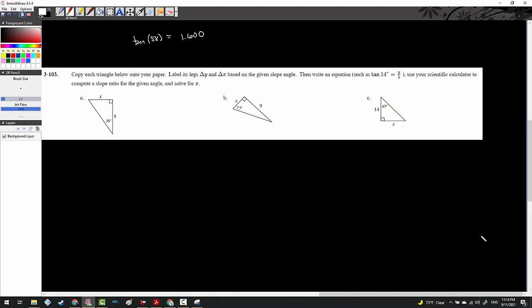And now for the last and final problem here. It says copy each triangle below in your paper, label its legs, and based on the slope angle, write an equation such as tangent of 14 equals x over 5 in your scientific calculator to write a slope. Now, notice how they're not giving us numbers that are on the slope table anymore, except for part C. But now that we have a scientific calculator, we can go ahead and find out those values.